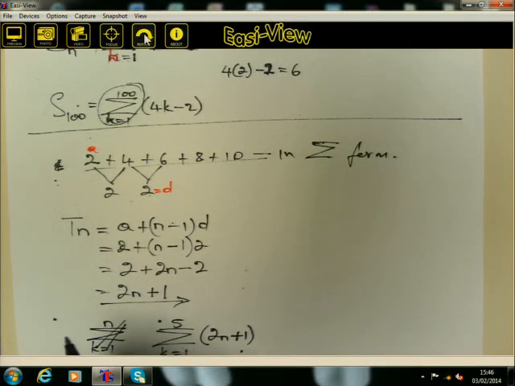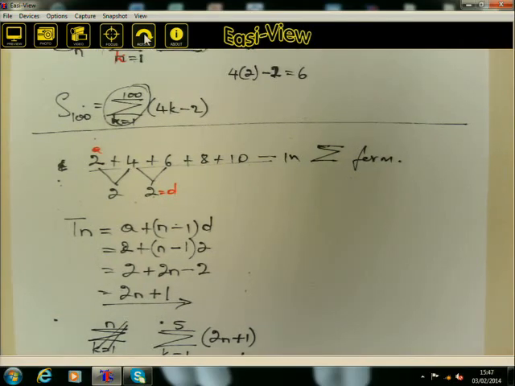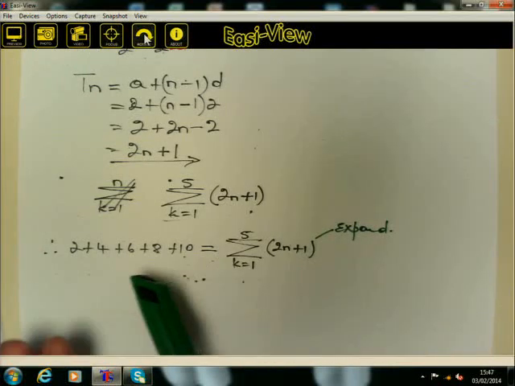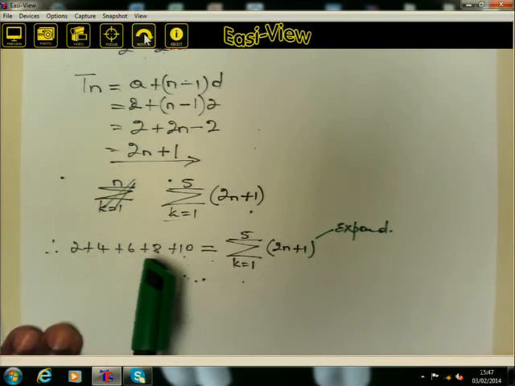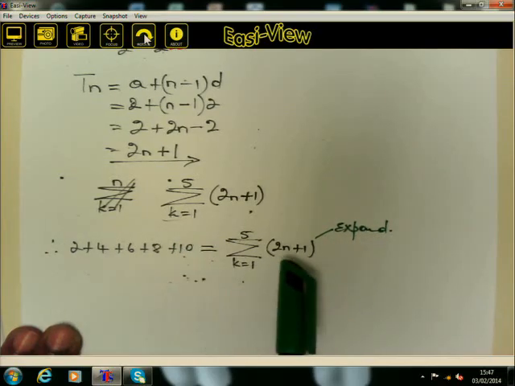In other words, we say therefore 2 plus 4 plus 6 plus 8 plus 10 will be equal to this sigma where k starts from 1 up to 5 of the general term 2n plus 1. This is the same thing. You can also be able to take it from the sigma notation form to the series itself by expanding. We say that we need to expand this. It must be expanded. If you expand it, it means you are taking it back to the series. When you are writing this in a form of a sigma notation, you are taking it to that side.